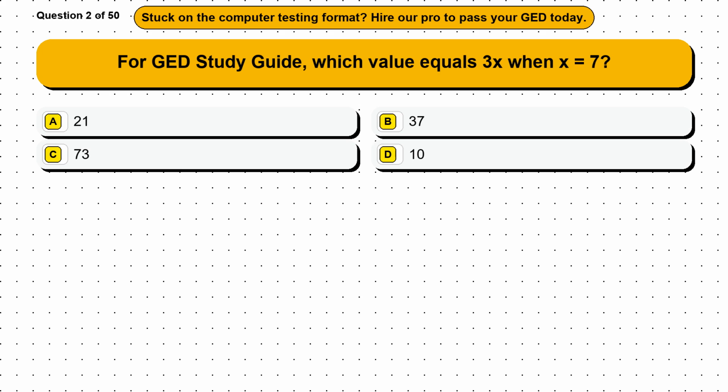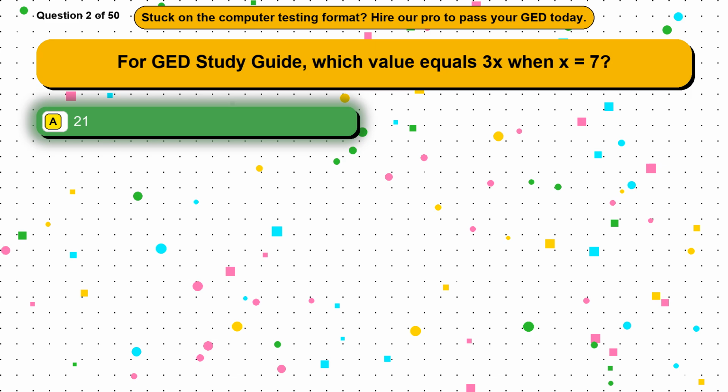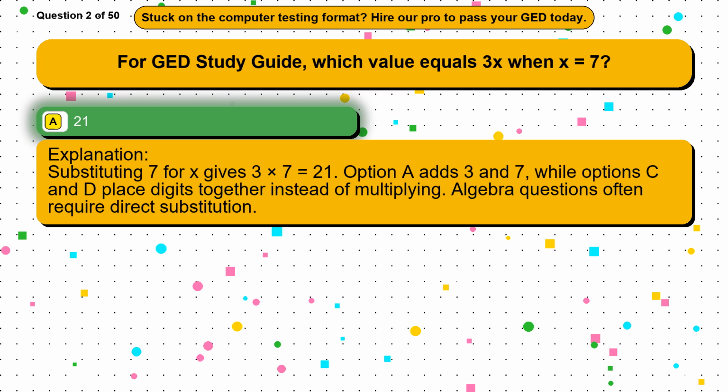Question 2. For GED Study Guide, which value equals 3x when x equals 7? Option A, 21. Option B, 37. Option C, 73. Option D, 10. The correct answer is option A, 21. Substituting 7 for x gives 3 times 7 equals 21. Option B adds 3 and 7, while options C and D place digits together instead of multiplying. Algebra questions often require direct substitution.